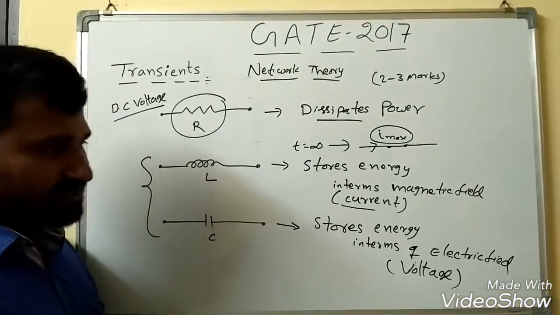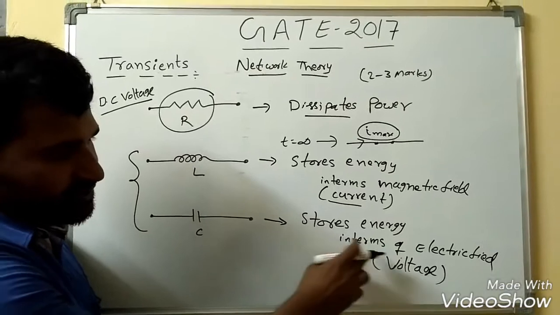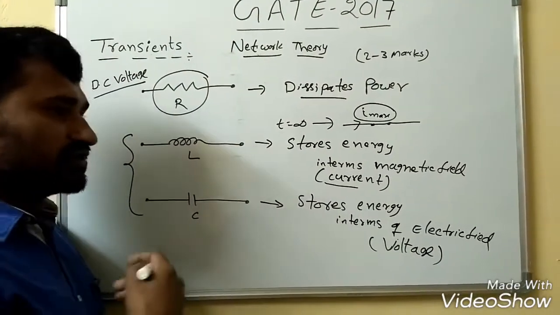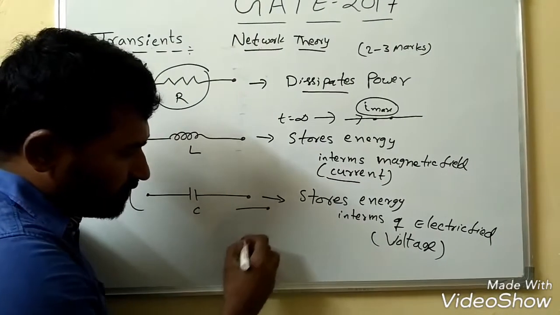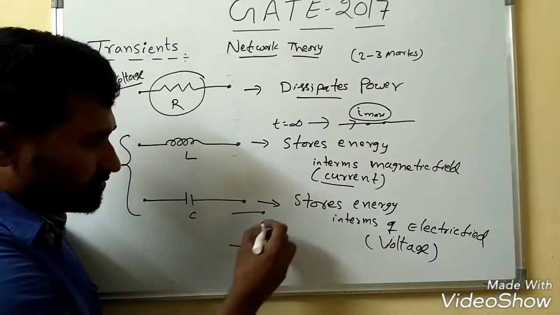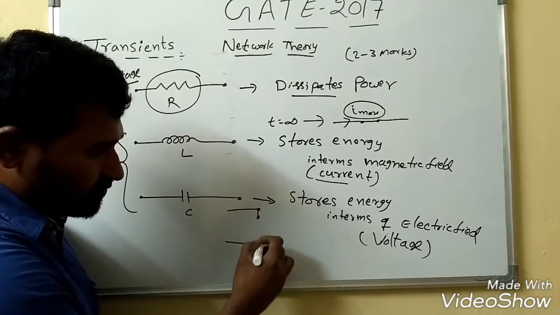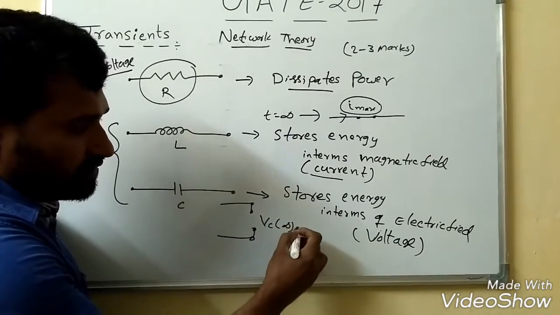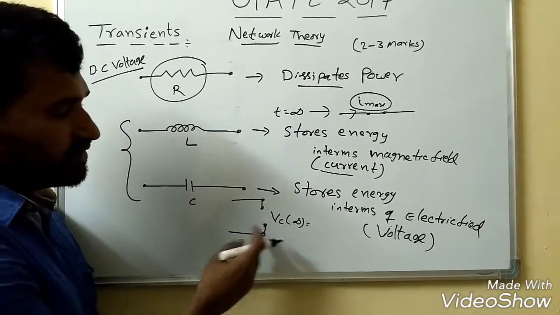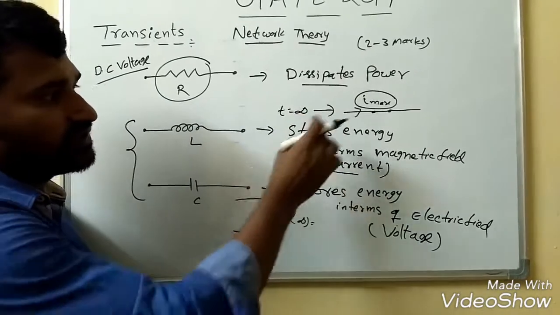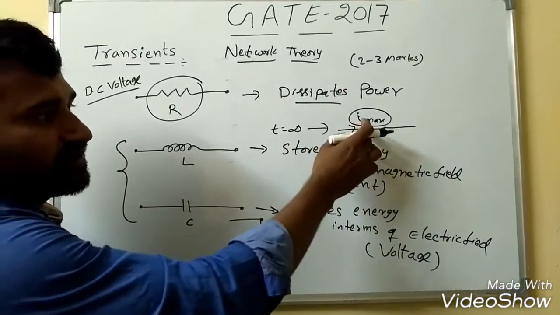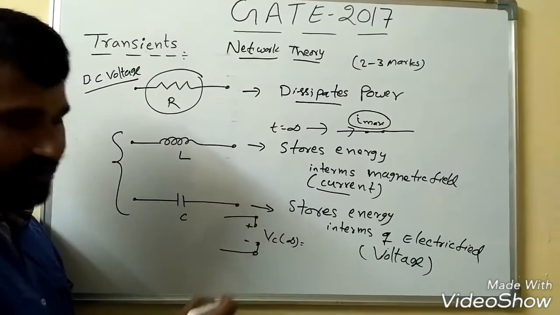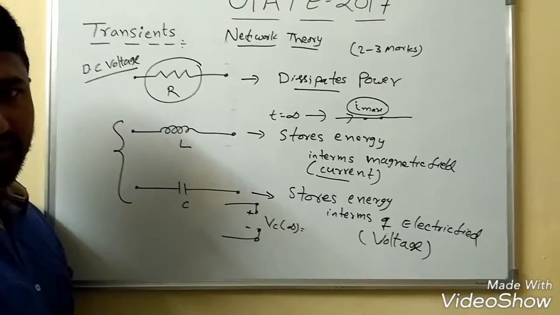Similarly, the capacitor stores energy in terms of voltage. That means when we are applying the voltage continuously up to infinity, whenever the capacitor is fully charged, it will behave like an open circuit. That means VC of infinity will be there, which is the maximum voltage at infinity time. Similarly, in the short circuit the maximum current is flowing, and the maximum voltage will be stored when it is an open circuit.